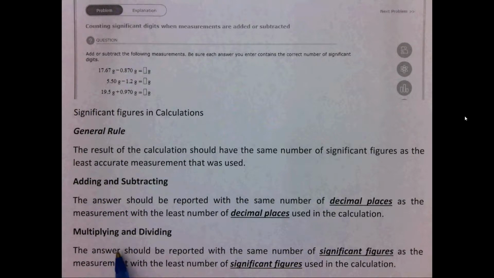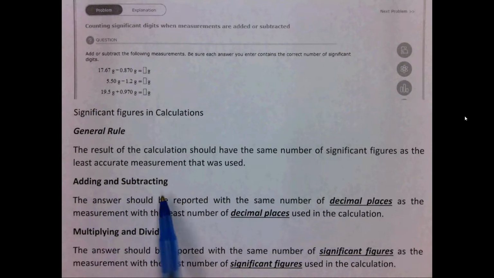When multiplying and dividing, it's a little bit different. In this case, the answer should be reported with the same number of significant figures as the measurement with the least number of significant figures used in the calculation. So if you multiply two numbers and one has 4 significant figures and the other one only has one significant figure, your answer should only have one significant figure.